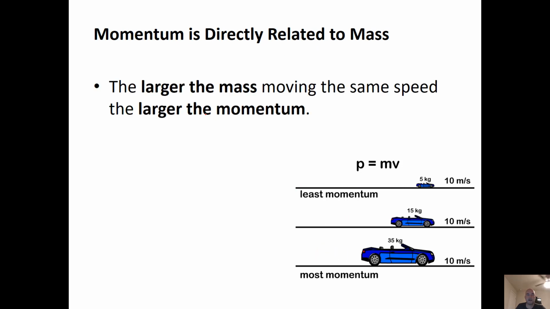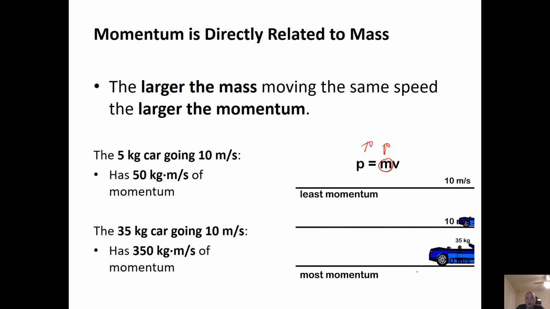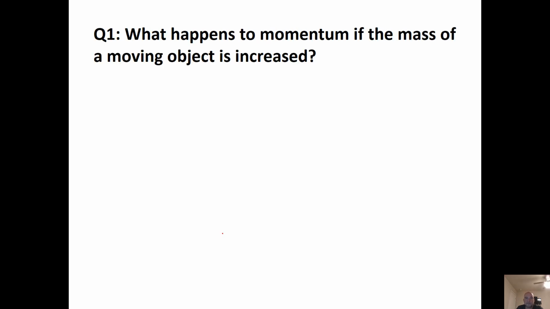Momentum is directly related to mass. The larger the mass, moving at the same speed, so this goes up, that goes up. So we can see a 5 kilogram car going 10 meters per second, multiply those two together to get momentum, you get 50 kilograms times meters per second. If you have the bigger car over here, 35 kilogram car going 10 meters per second, the velocity is the same, the momentum changed because of the mass. So multiply 35 times 10, you get 350 kilograms times meters per second.